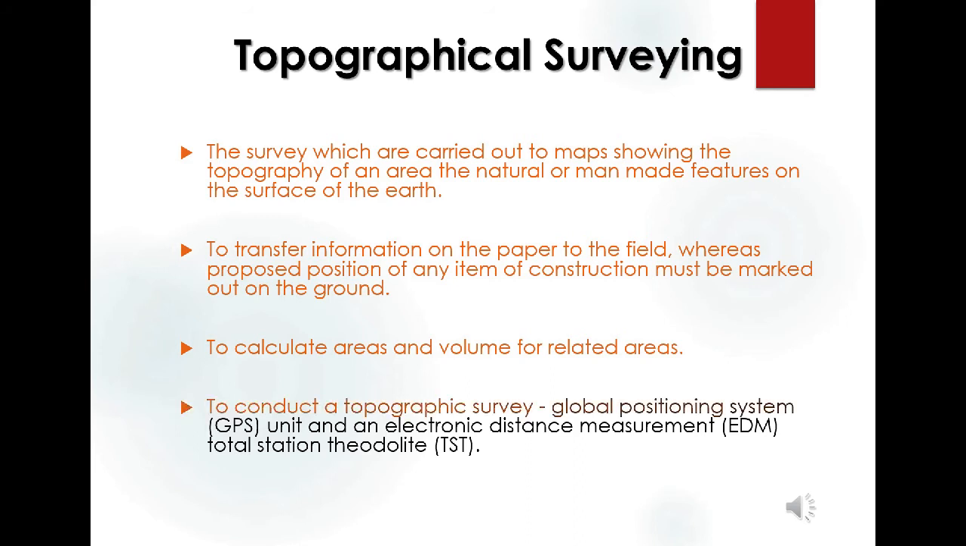To conduct a topographic survey, a surveying quality global positioning system, GPS, unit and an electronic distance measurement, EDM, total station theodolite, TST, are used to determine the locations of features shown on the plan. A topographic survey shows existing features, property lines, and contour lines that indicate the lay of the land.